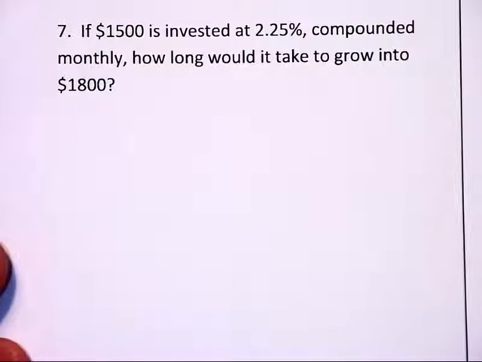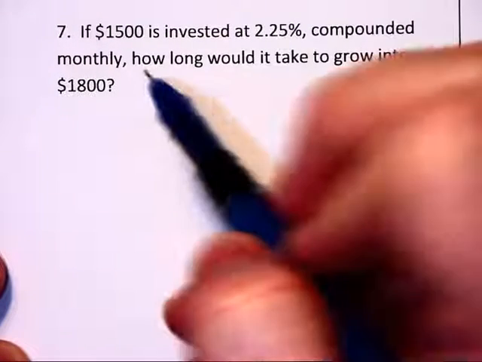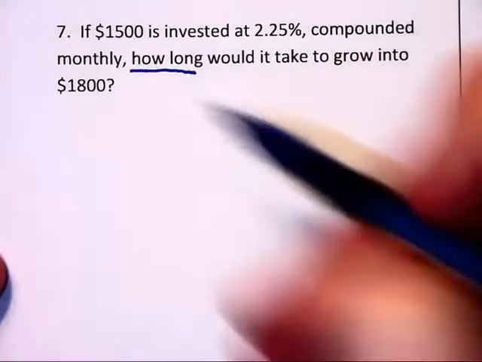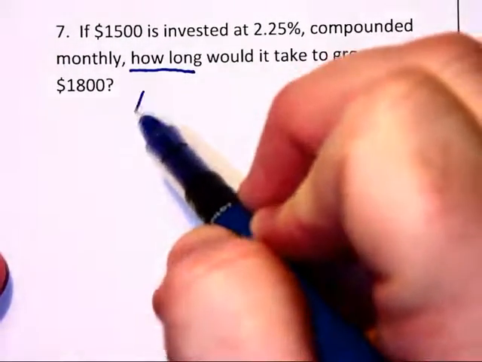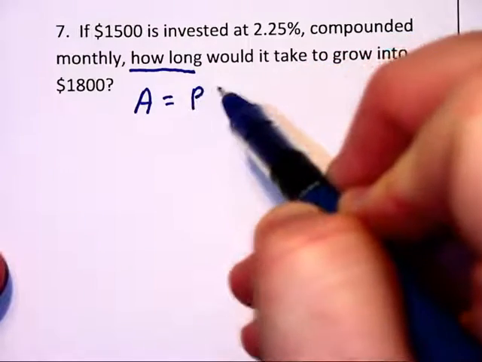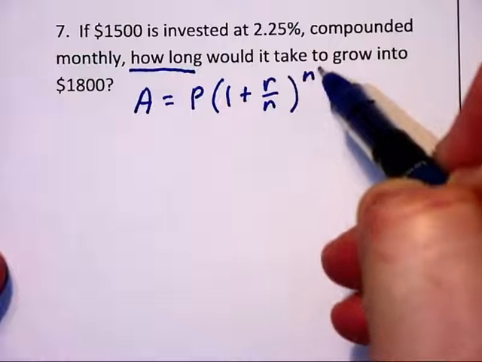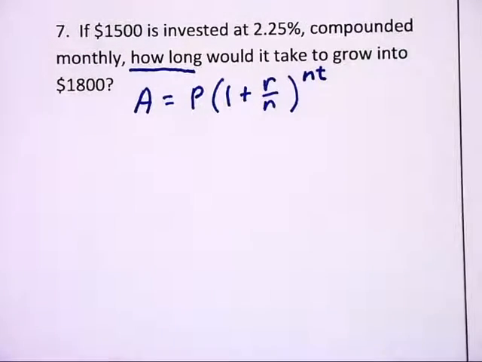Let's revisit some compound interest problems, but this time it's asking how long. We're solving for time. And again, the formula for compound interest is amount of money is principal times 1 plus r over n raised to the nt power. I hope you've got that memorized.